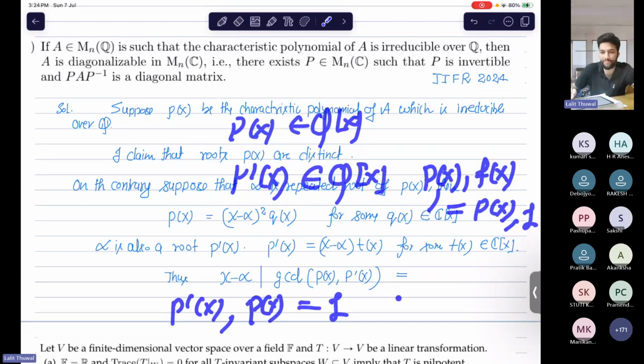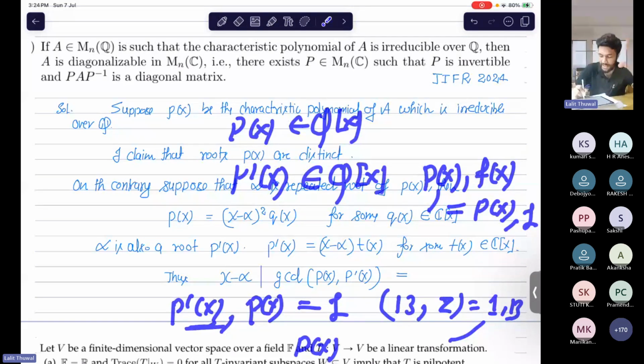Suppose you have a prime. Think in integers. You have a prime 13. So the GCD of 13 with any integer is either 13 or 1, right? In the same way, the GCD of an irreducible polynomial over Q is either that polynomial or 1. But if the degree of the polynomial p'(x) is less than the degree of p(x), then p(x) is not going to divide p'(x). It means the GCD in Q[x] is 1.